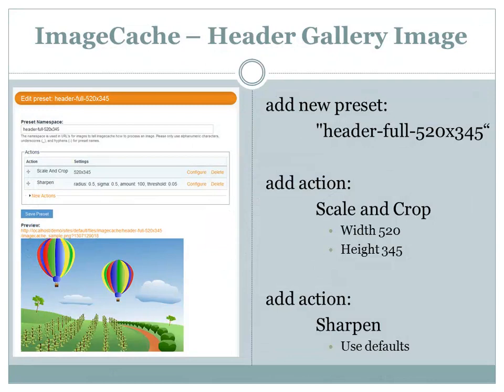So image cache, I told you that that's a module that you download. And you can see here on the left that you set parameters, you create a preset. In this case, I called a preset, and I use descriptive names so that I know later that this is actually for my header, and it's going to crop it and scale it to 520 by 345. Now, I didn't pick that arbitrarily when I created my image.